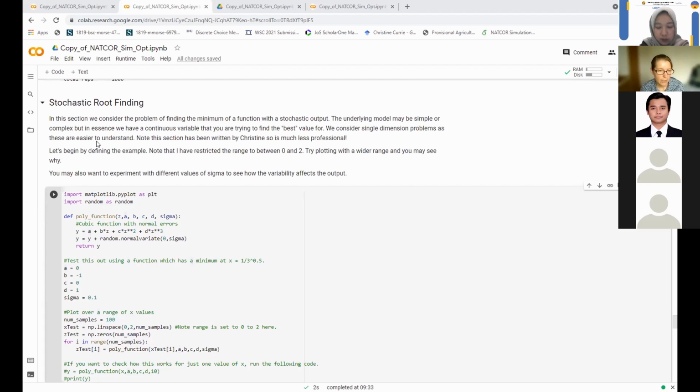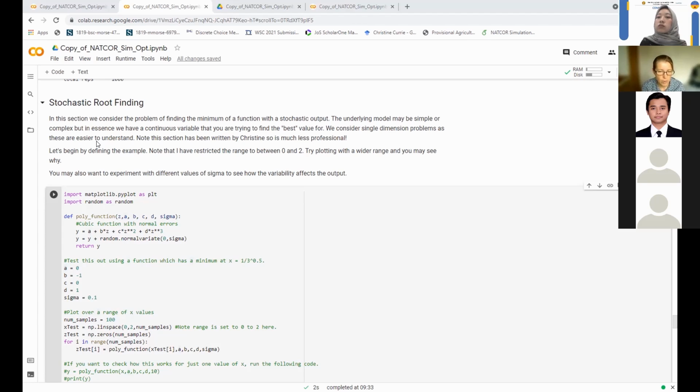We're going to look at an example that is just a polynomial example. So the underlying function is a polynomial, and you can look at this function, you can use your calculus and find what the optimal value should be. We're aiming to find the minimum value, and we're restricting the range to between 0 and 2. If you plot this on a wider range, you can see why.